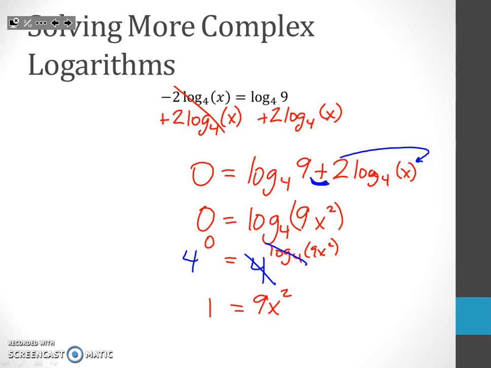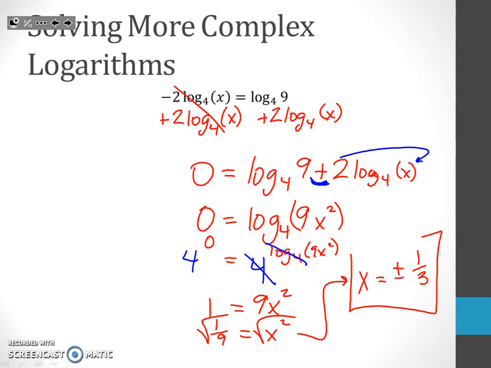From here, it's fairly simple to solve. Divide by 9. I get 1/9 equals x squared. I've got to square root both sides. Okay, square root both sides. I end up with x equals plus or minus 1/3.